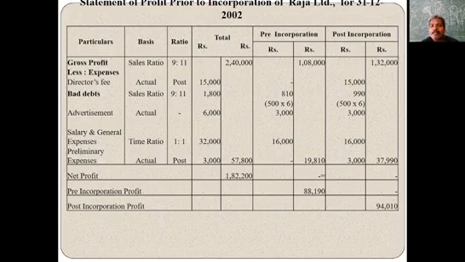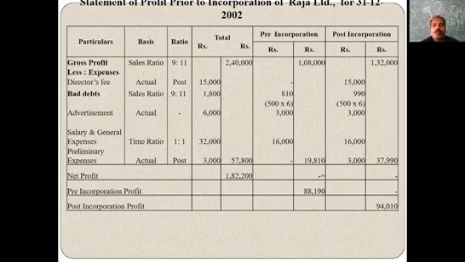So 810 plus 3,000 plus 16,000. Total is 19,810. The 19,810 is deducted from 1,08,000. The balance is 88,190. That profit is called as pre-incorporation profit. So put it nil in post-incorporation column.